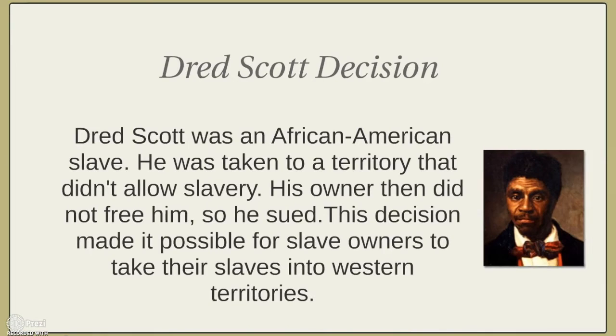What is the Dred Scott decision? Dred Scott was an African American slave. He was taken to a territory that didn't allow slavery. His owner did not free him, so he sued. The decision made it possible for slave owners to take their slaves into Western territories.